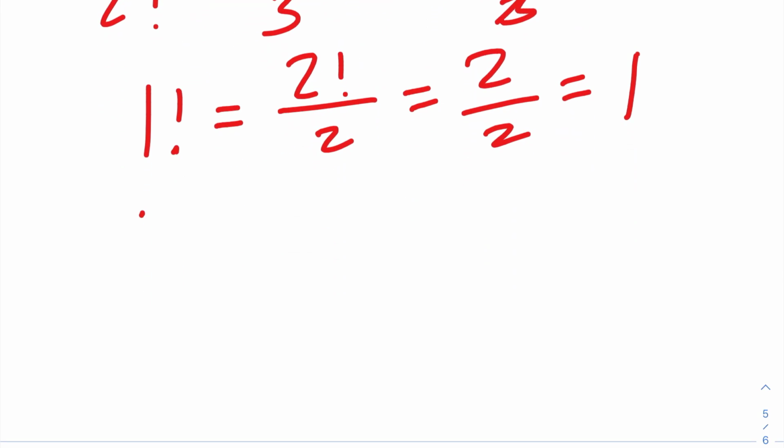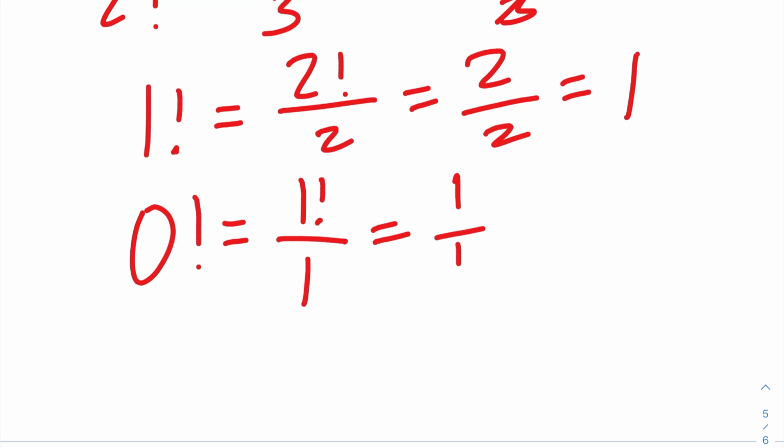So now, if we look at 0 factorial, if we follow the same pattern, 0 factorial must be equal to 1 factorial divided by 1, which is equal to 1 divided by 1, which is 1. So that is our answer.